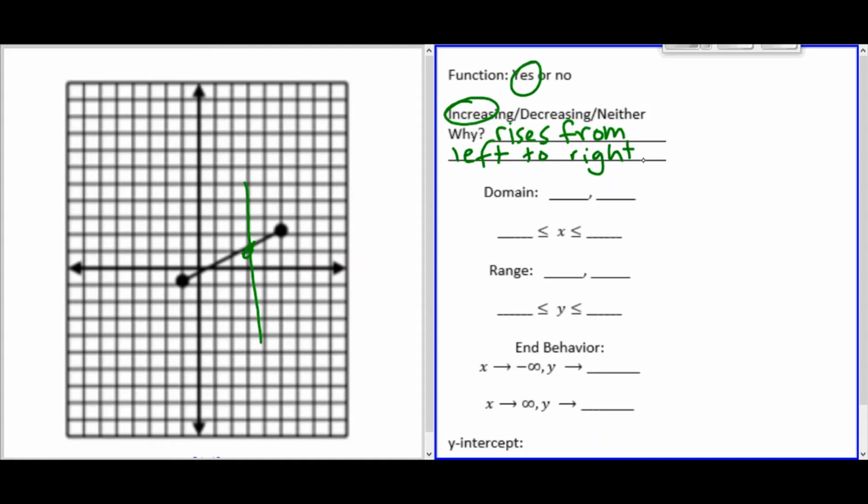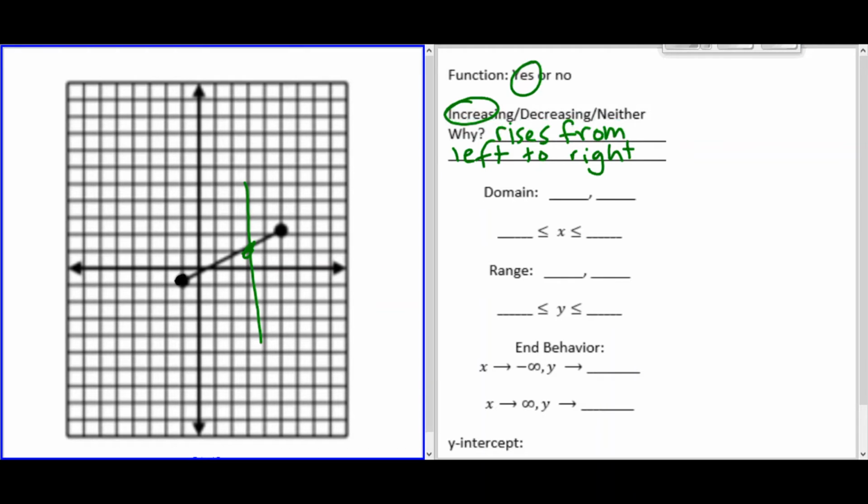The domain. So remember, the domain is the smallest x to the largest x. So if I look at the graph I'm given, so this from here, let me show it in red, from here to here, this is my graph. So if I look at that graph, what is the smallest x value?